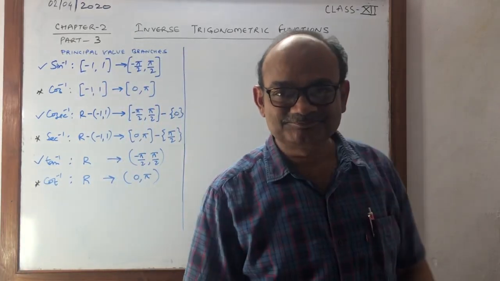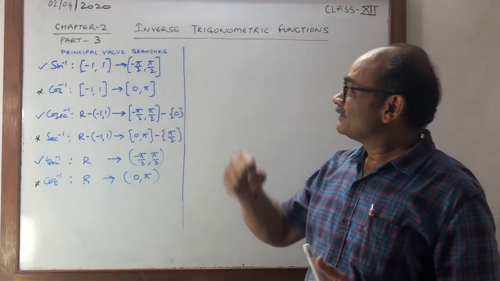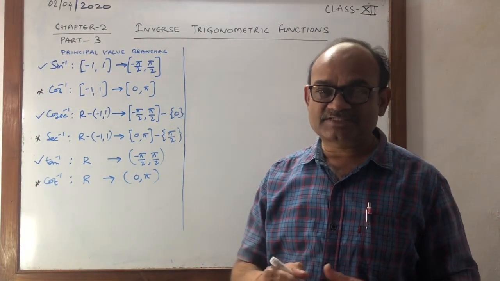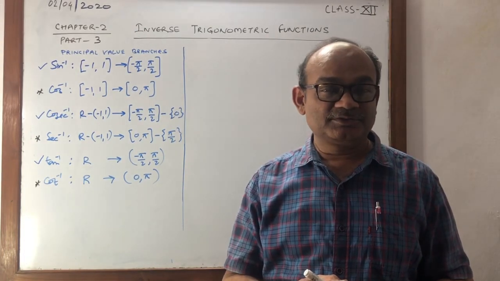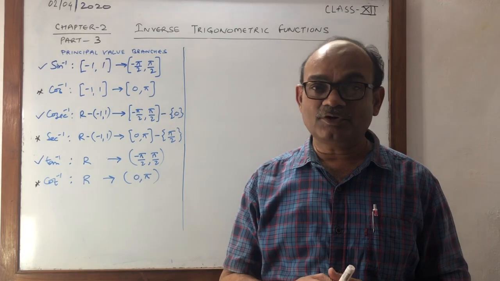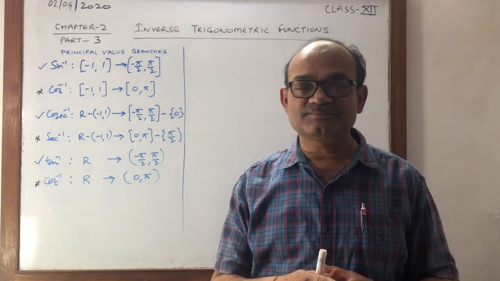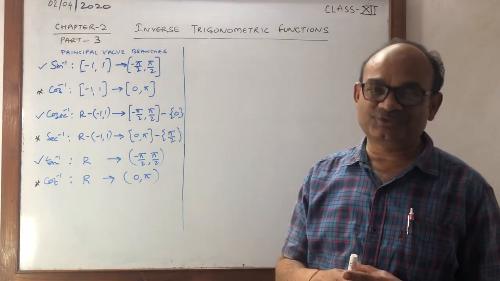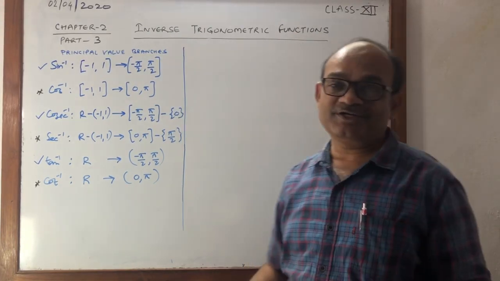Hello everyone. Today in this chapter 2 part 3, our aim is to prove some problems in the simplest form, or to solve equations in terms of inverse trigonometric functions, based on exercise 2.2. So first we are starting the first sum of exercise 2.2.